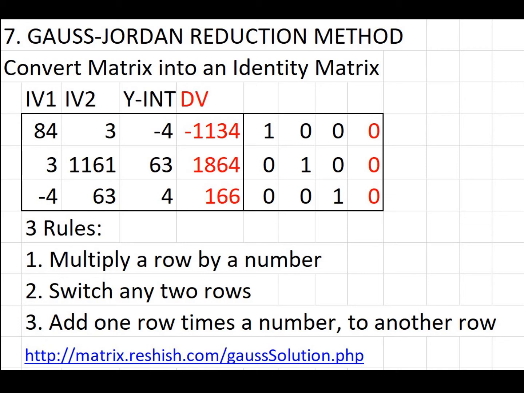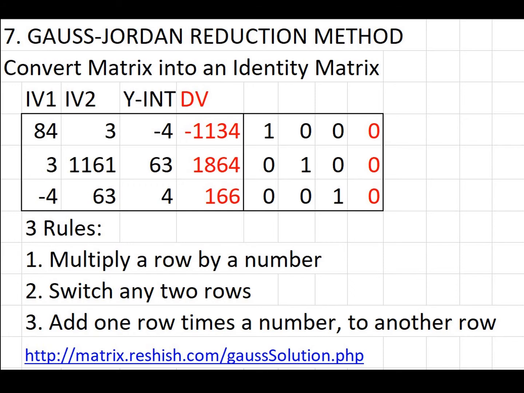And of course you're multiplying a row in order to turn the matrix on the left into an identity matrix. The second rule is you can switch any 2 rows. And the third rule is you can add 1 row times a number to another row. So you have 3 very simple rules that you use to convert the matrix on the left into the identity matrix. In the process, you transform the identity matrix on the right. It's like a very complex puzzle.